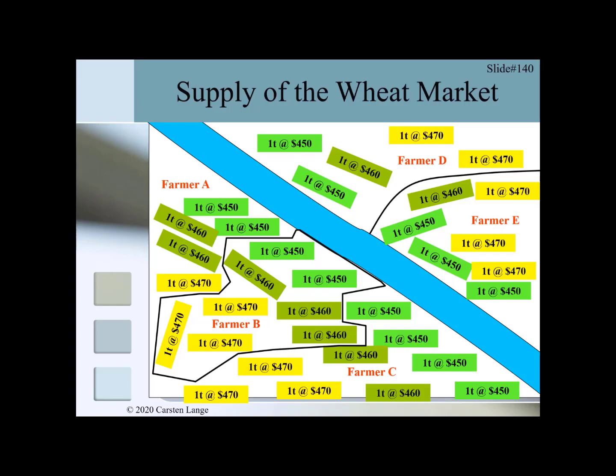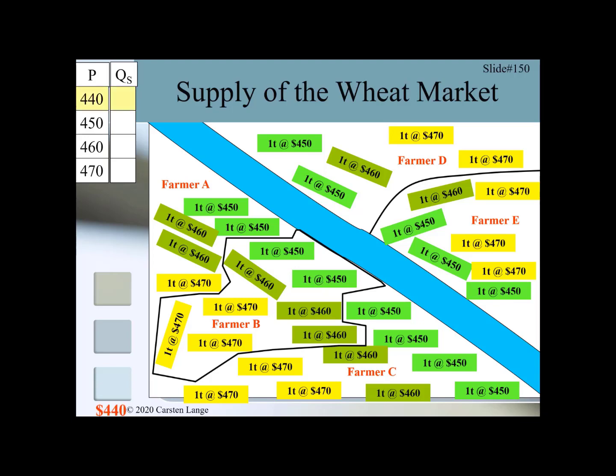Here you see the whole valley again. The market supply consists of the production from farmer A, farmer B, farmer C, farmer D, and farmer E. By adding up the farmers' production, we will get the market supply. Let's see how that works in detail.